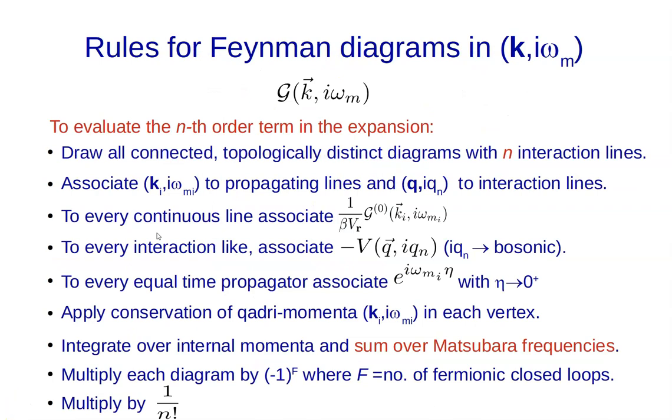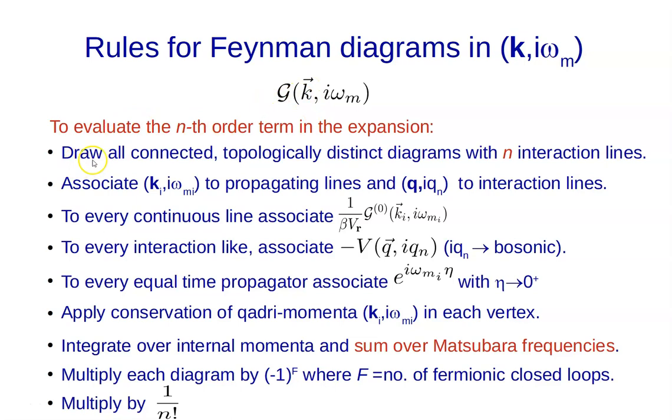Now, if you have a uniform system where you can do both a Fourier transform in space and in time, and you already saw how the Fourier transform in time will give us these Matsubara frequencies, which are different depending on whether you have bosons or fermions. Now, the momentum k is a good quantum number as well in a uniform system.